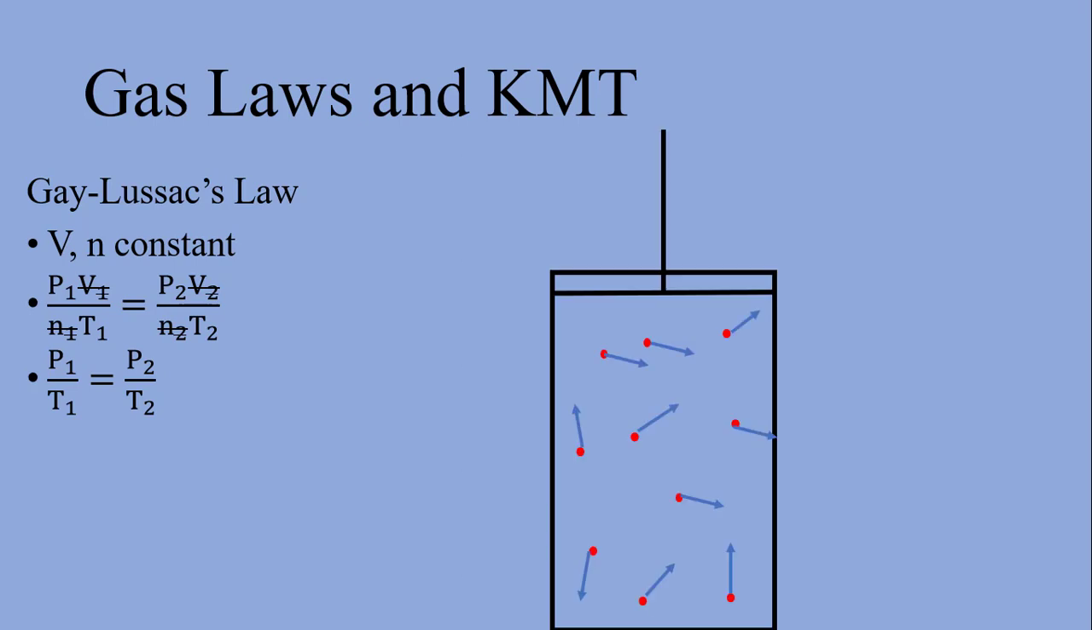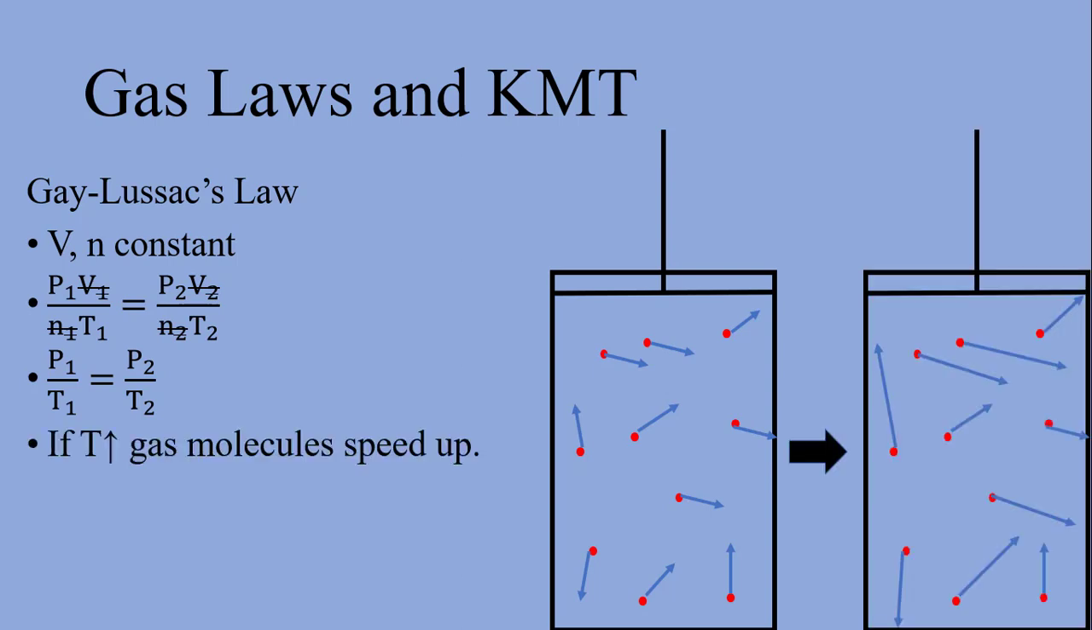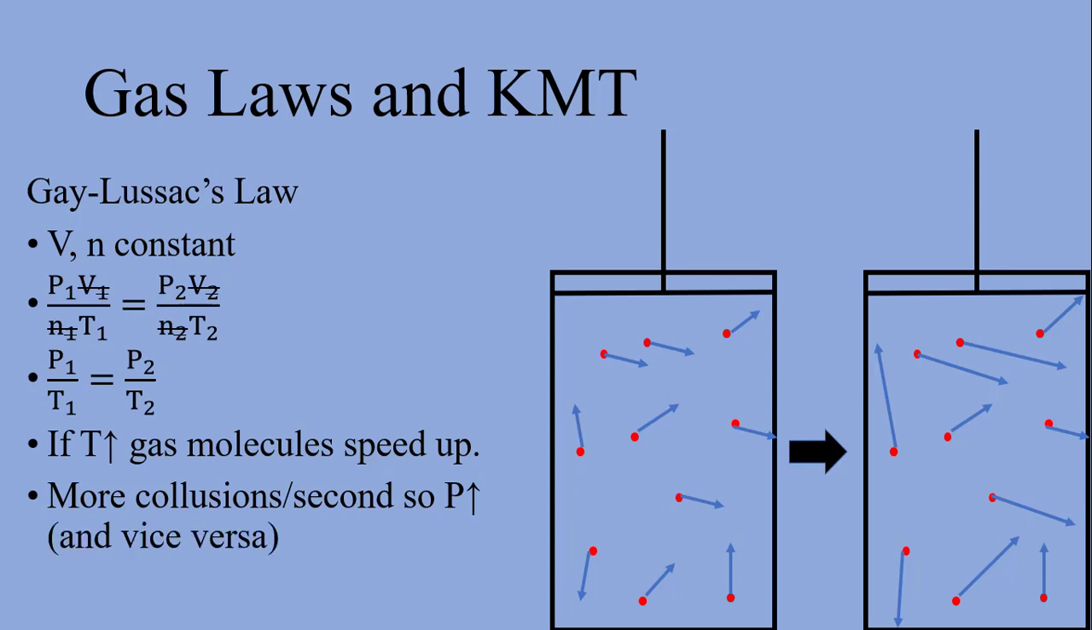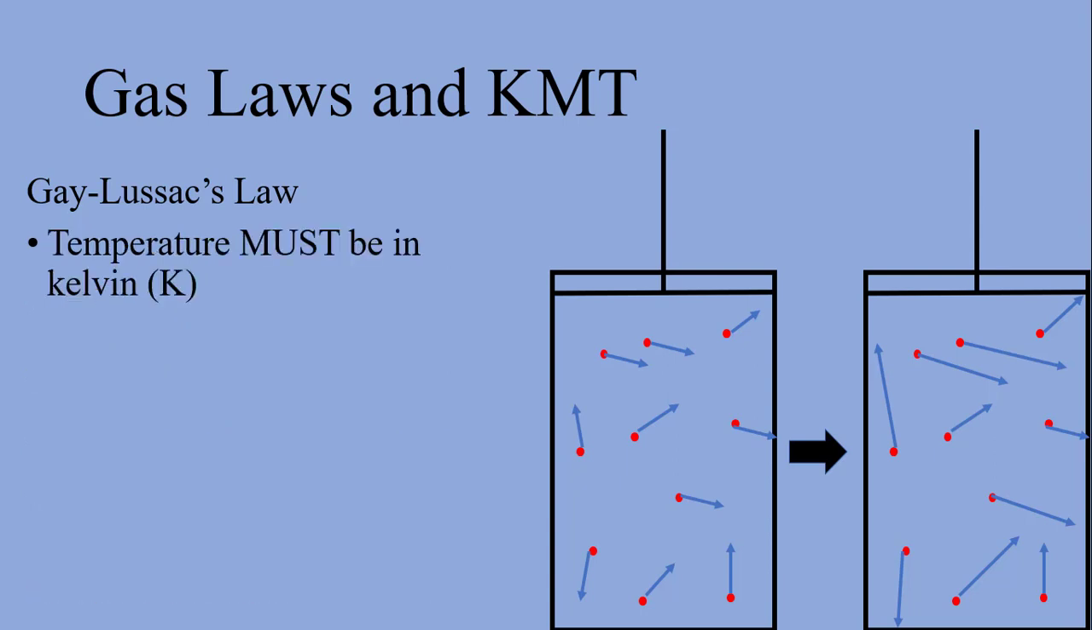From a kinetic standpoint, you start with a container. The gas particles have a certain average speed. Temperature is a marker of the speed of molecules. So if you increase the temperature, you increase the speed, and if you keep the distance the same, you're going to have more collisions per second, so the pressure will go up, and vice versa. If you cool things down, you slow down the particles, there are fewer collisions per second for the same distance. This means pressure and temperature are directly related. When doing these calculations, the temperature must be in Kelvin.